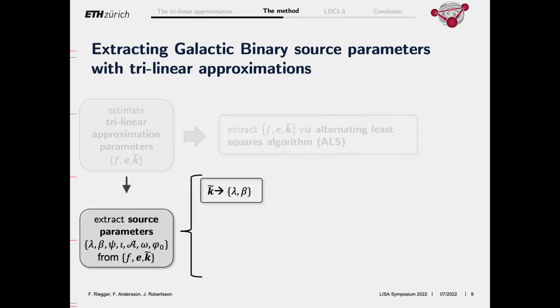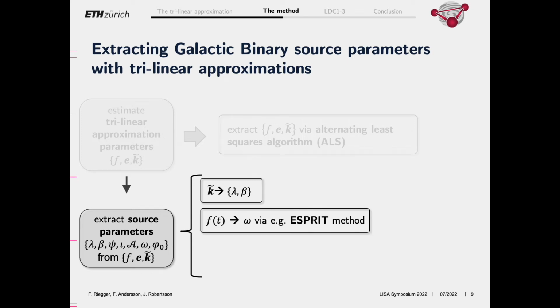Once we have recovered the parameter set F and K tilde, we can continue with extracting the source parameters. From K tilde, we can directly compute the position of the gravitational wave source. From the waveform F, we can estimate the frequency omega, for instance, by using the ESPRIT method. And again here, this could also be extended to estimate the frequency derivative omega dot.